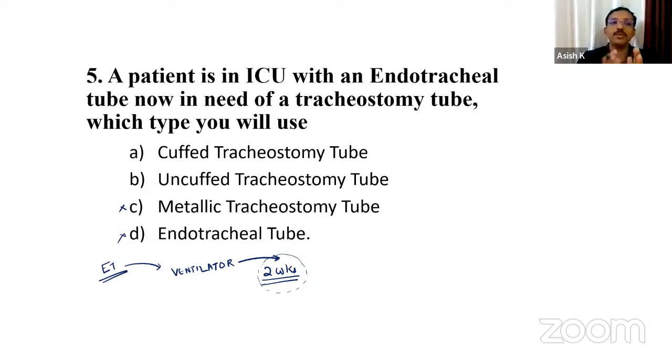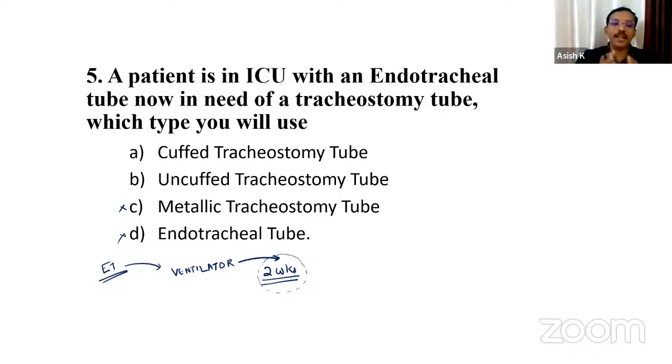A patient in ICU on an endotracheal tube now needs a tracheostomy tube. What is the type of tube you use? The key point is, whenever you are putting a patient on positive pressure ventilation, you want the airway to be sealed. You want a definitive airway which goes below the vocal cord and seals the airway, so that you can apply positive pressure from the ventilator and inflate the lung.